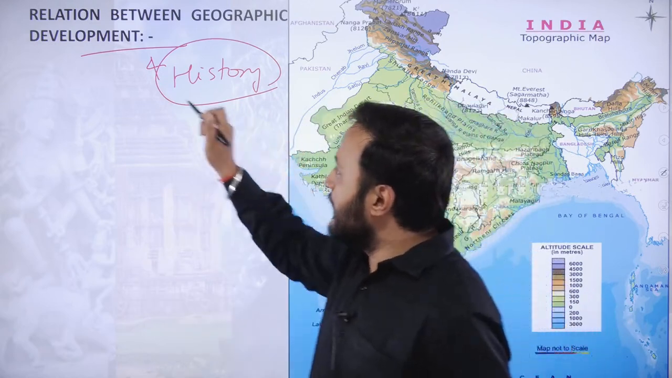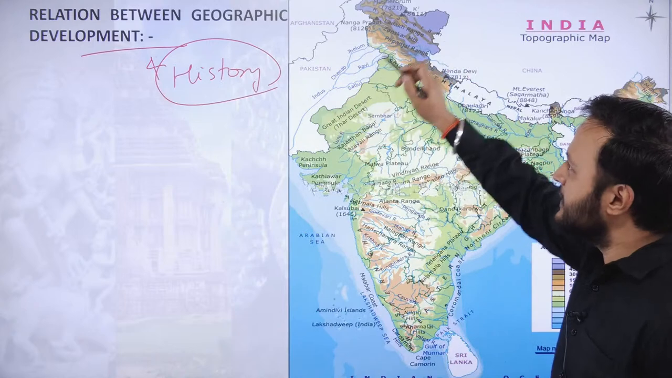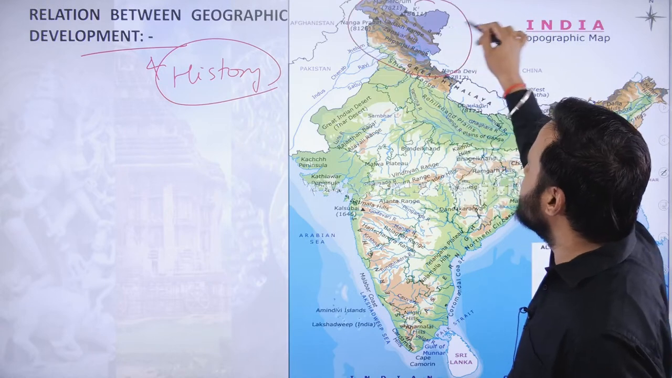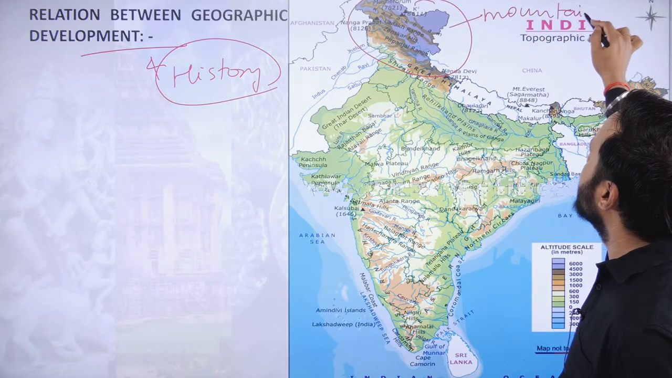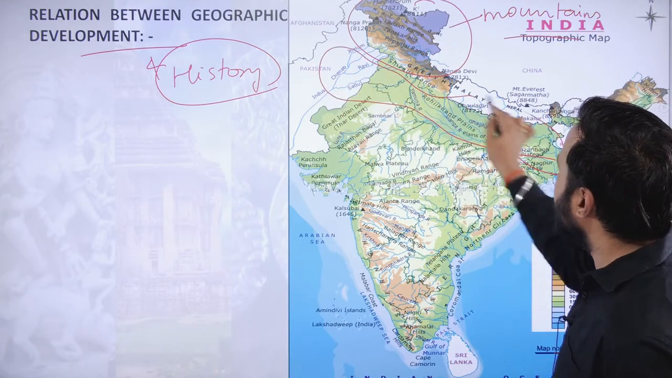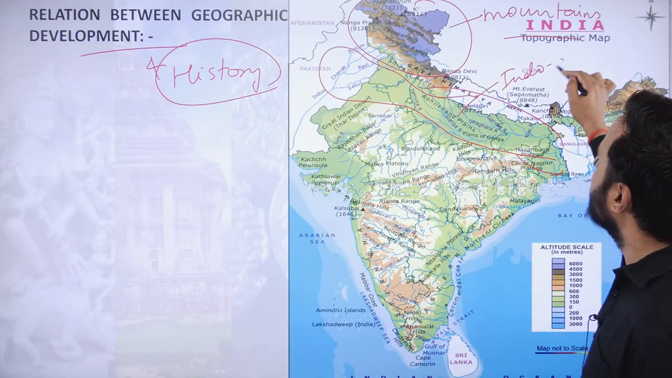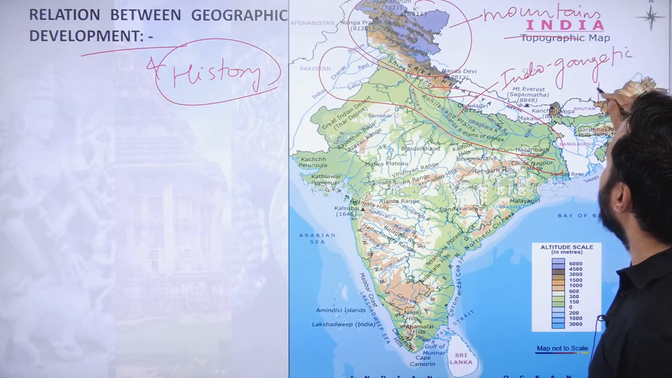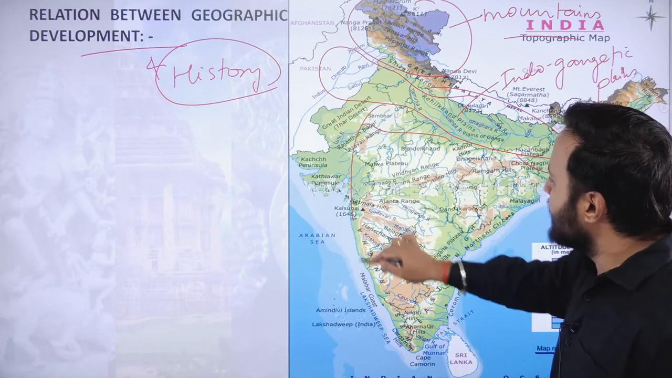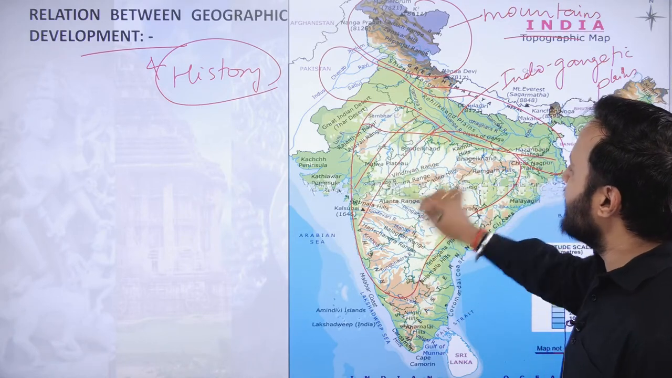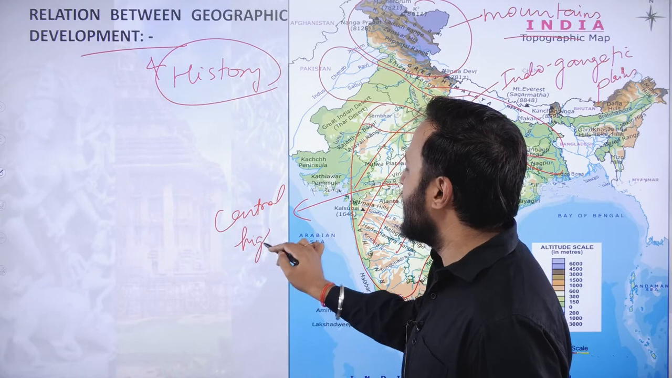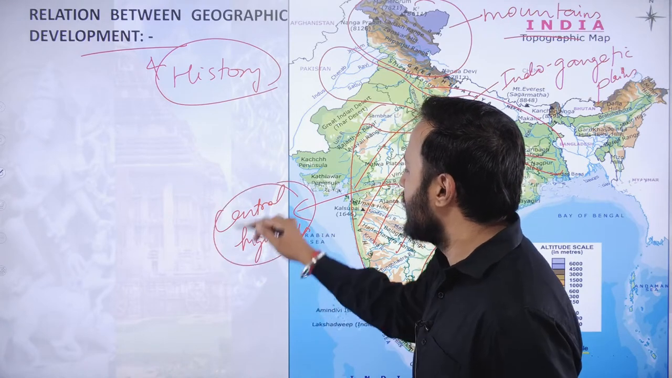So here, if we look at this map beautifully, this is a very beautiful map of our country. It shows the mountainous region, okay, mountains. This part is basically the Indo-Gangetic Plains. And this portion is basically the Central Highlands. Okay, this is Central Highlands. We can also call it the Plateau.